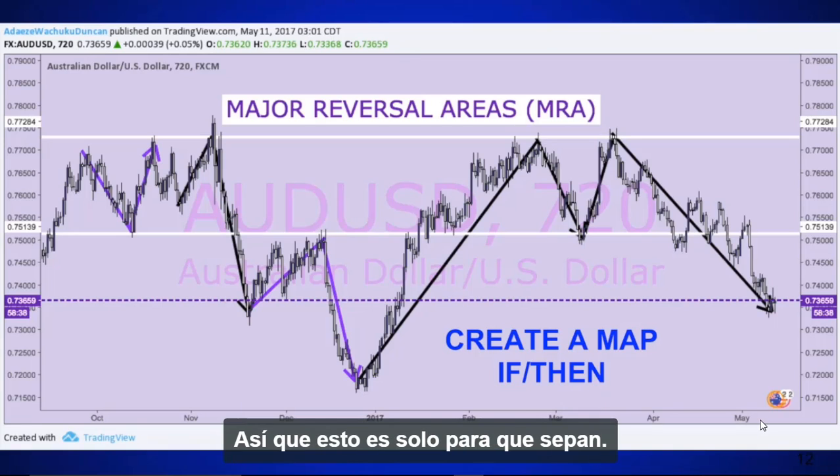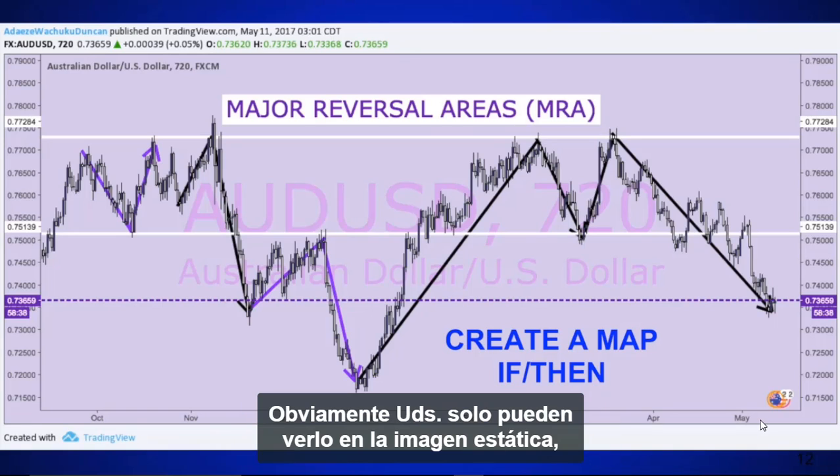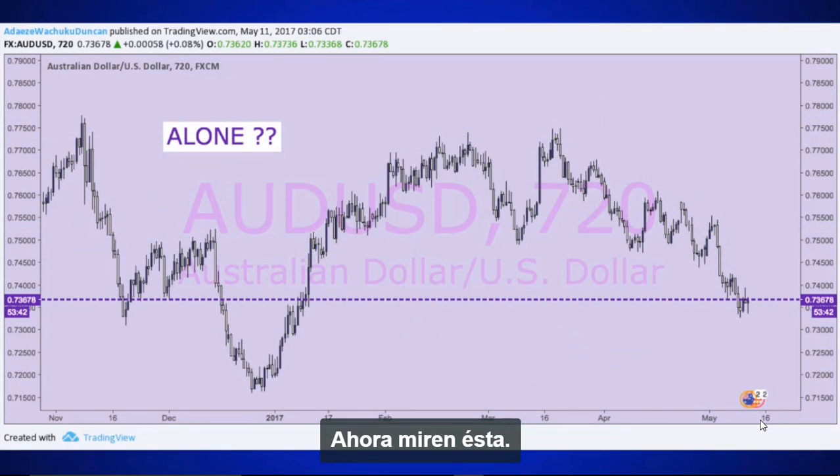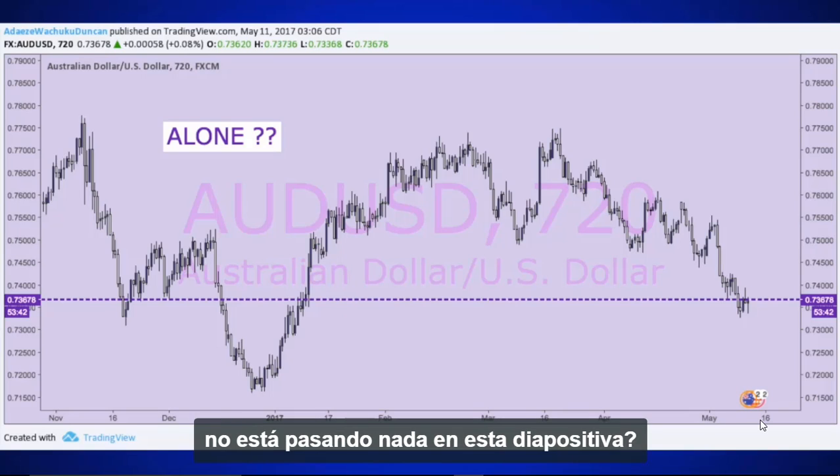So this is just, obviously you can only see it in the still frame, but I want you to actually practice this. Look for where you see major reversal areas. Now look at this one. Do you see how in this one there is no lines? There's nothing going on this slide.